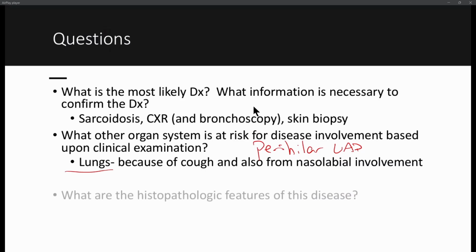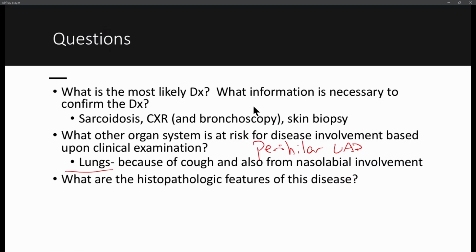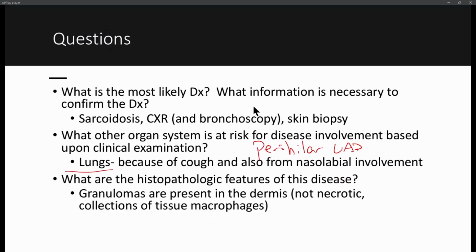Widened mediastinum. And the histopathologic features of this disease: the granulomas are present in the dermis. They're not necrotic. They're just a collection of tissue macrophages. And that gives you those lesions, the granulomas under the nose. I think that was it. Okay.